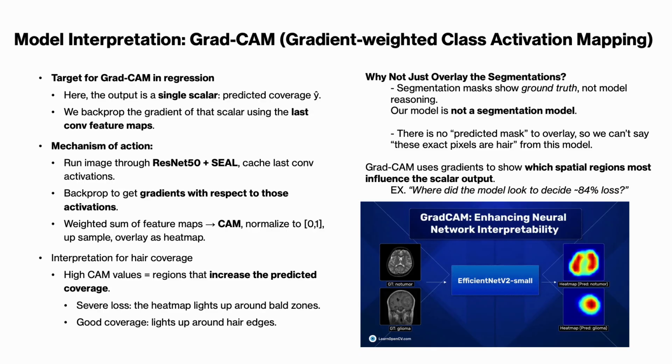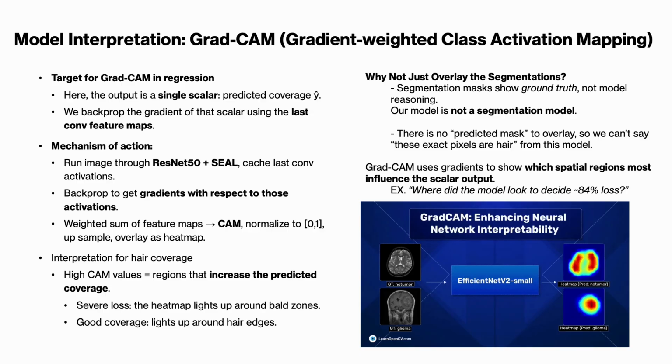After the model makes its coverage prediction, a single scalar, we backpropagate the gradient of that scalar back to the last convolutional feature maps. Grad-CAM then computes a weighted sum of those feature maps using the gradient magnitudes as weights. The result is a spatial heat map showing which regions of the image most strongly influence the predicted coverage value. High values in the heat map, yellow and red, correspond to regions that, if attended to, increase the predicted coverage. Low values, blue, have little influence.